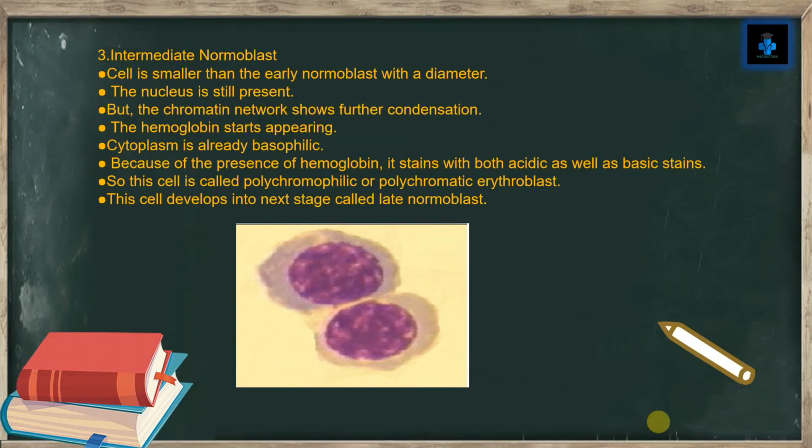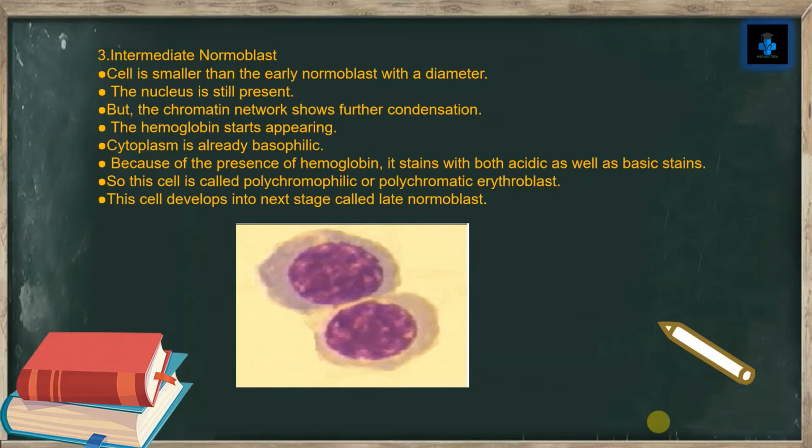Intermediate normoblast: the cell is smaller than the early normoblast, with a diameter of 10 to 12 microns. The nucleus is still present, but the chromatin network shows condensation. Hemoglobin starts appearing. The cytoplasm is already basophilic. Because of the presence of hemoglobin, it stains with both acidic as well as basic stains. So this cell is called polychromophilic or polychromatic erythroblast.